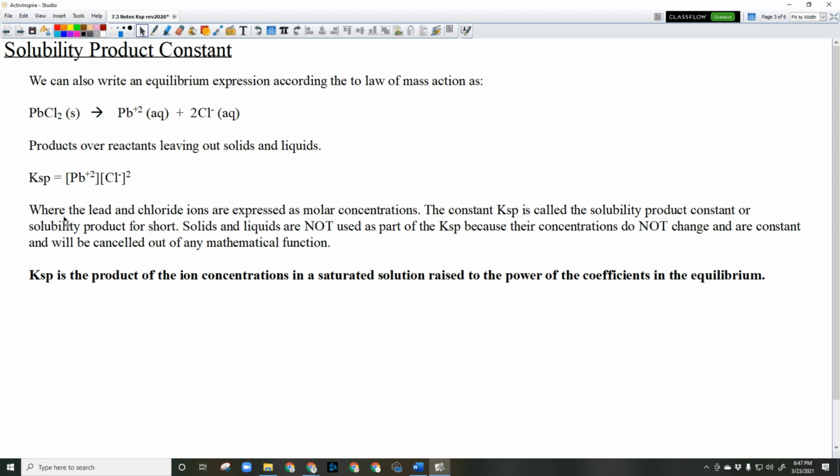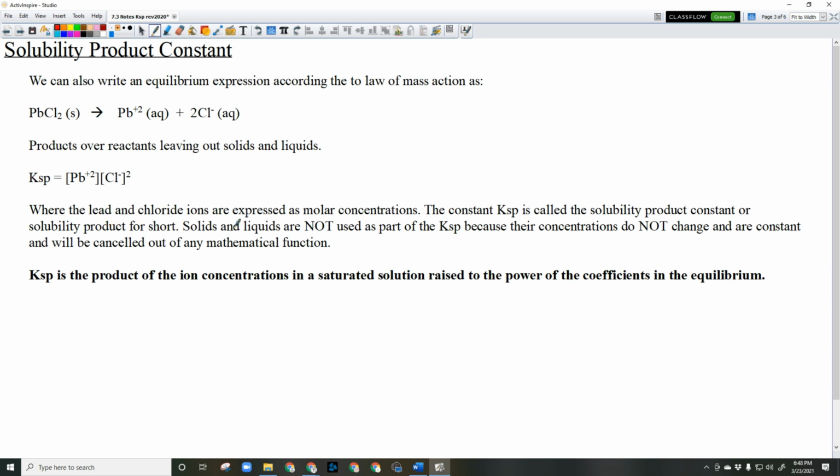Okay, so it says here where the lead and the chloride ions are expressed as molar concentration. So we're going to write the brackets around these ions to represent these ions as concentration. Okay, and this constant, Ksp, is called the solubility product constant. So solubility S, product P, K is a constant. So K in chemistry is used universally as a constant. Or we can just call it solubility product for short.